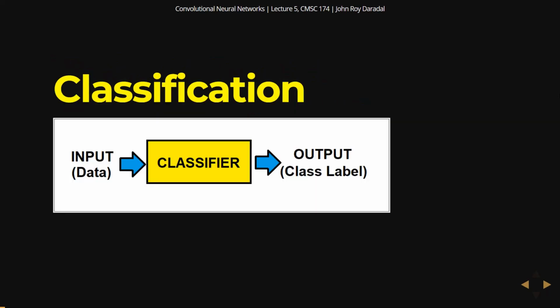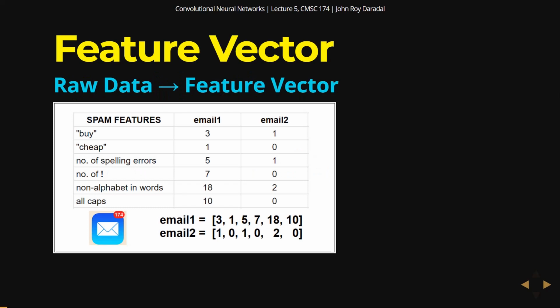In the previous video, we were introduced to the classification problem. So you're given data as the input, we pass it to the classifier, and we will output a class label from a fixed set of categories. However, usually, our data is not passed as is to the classifier. So we don't pass in raw data to the classifier. We first convert it into something called a feature vector.